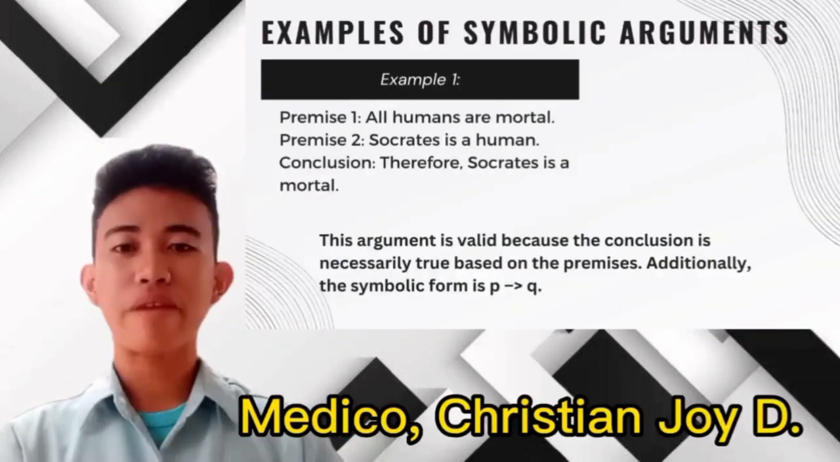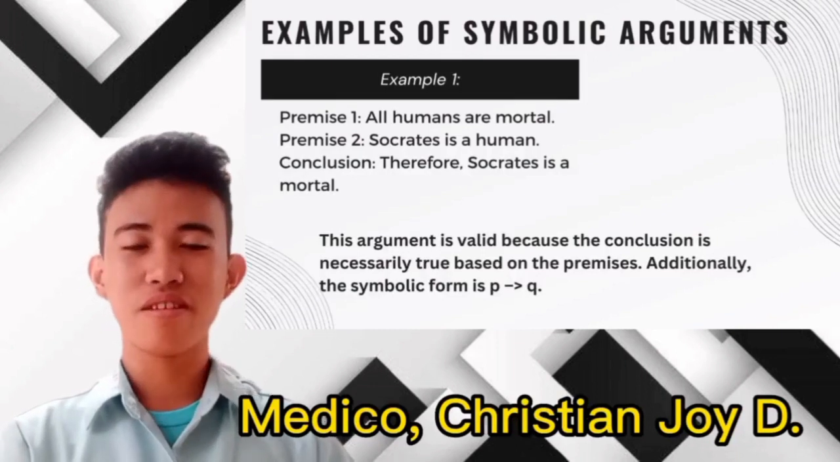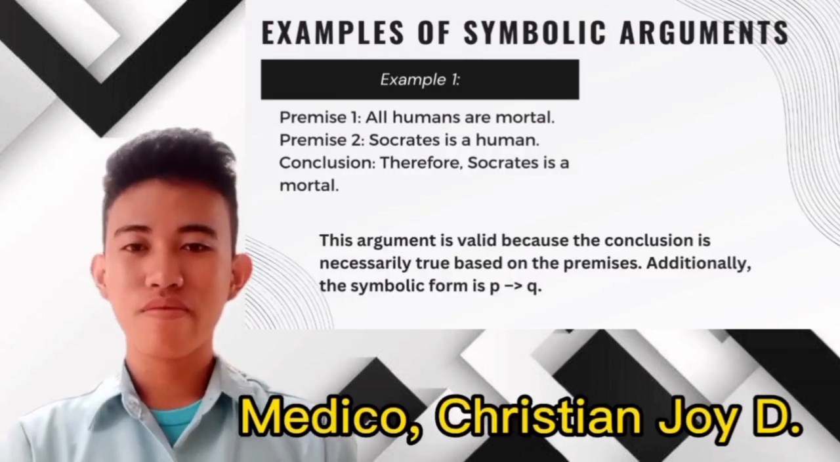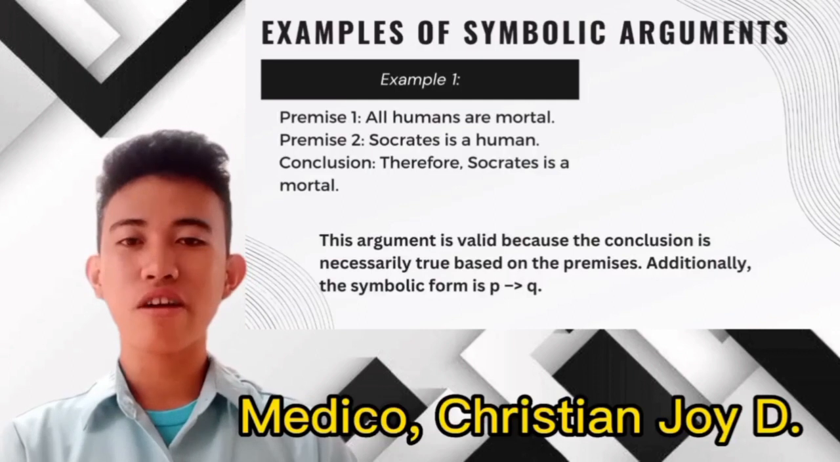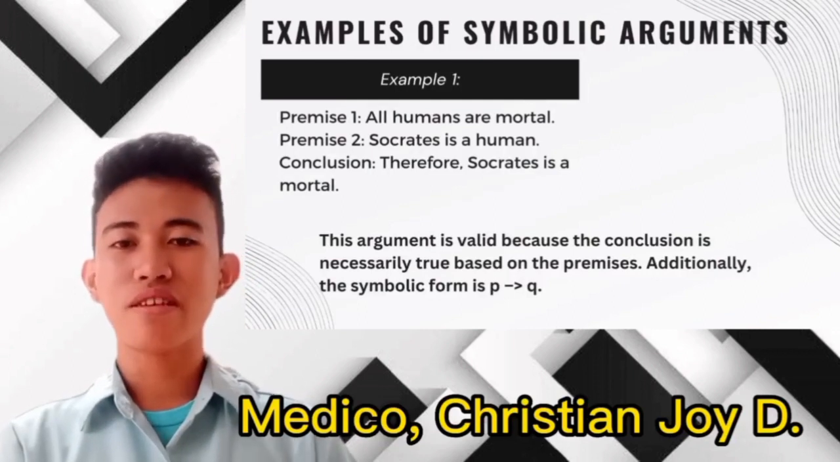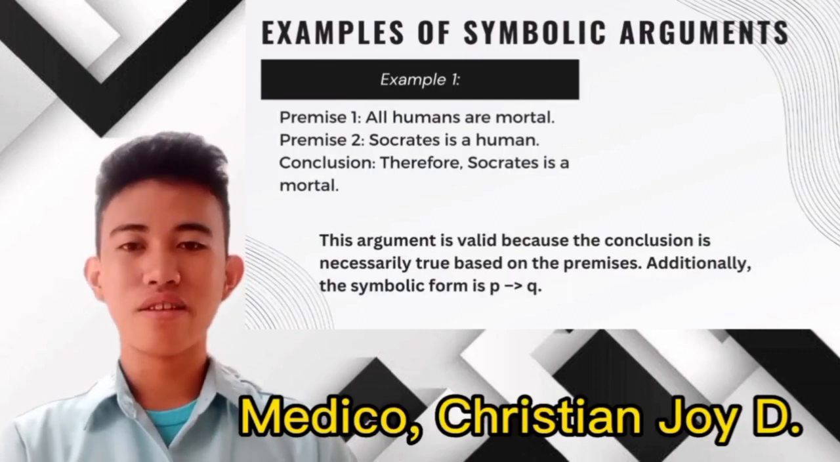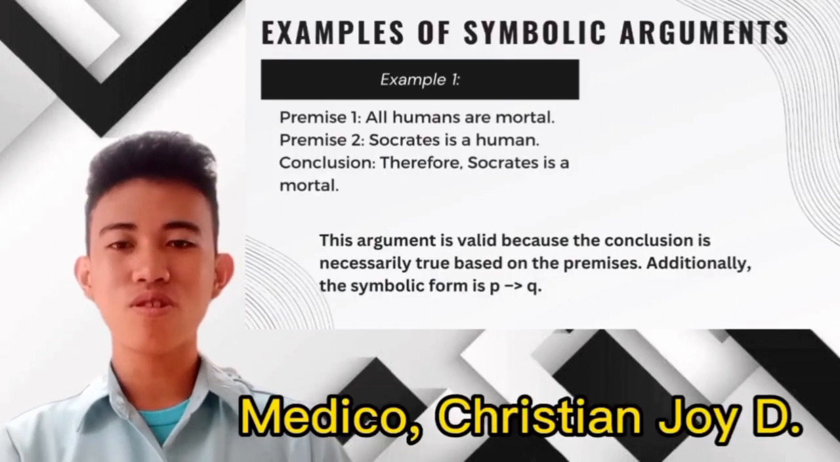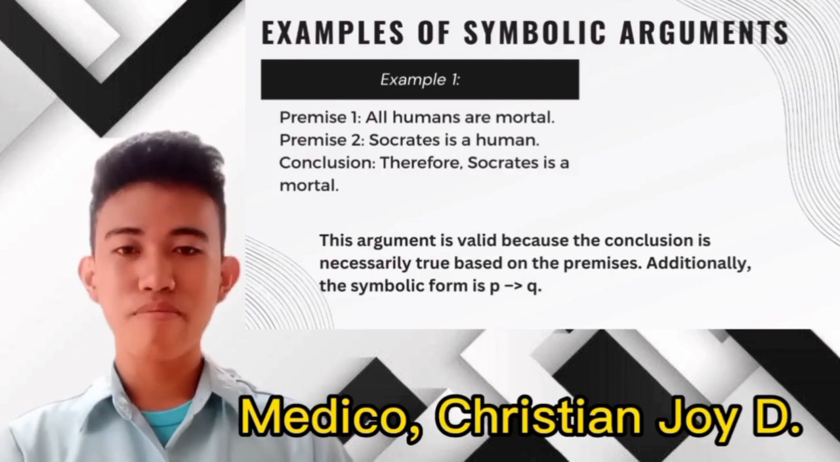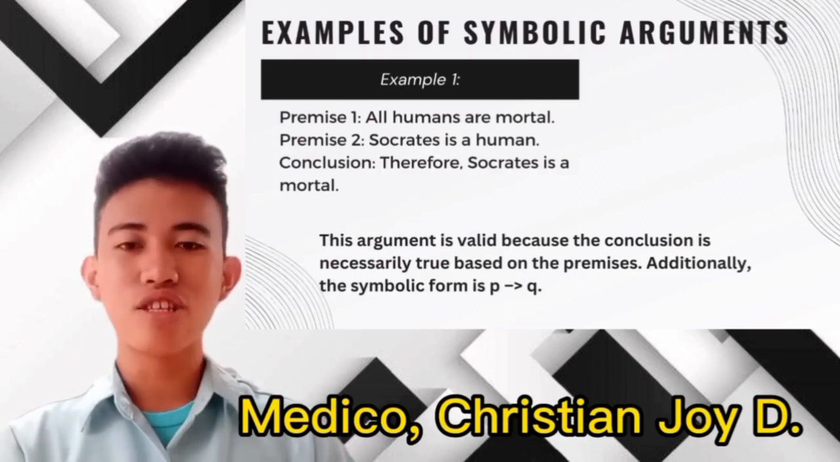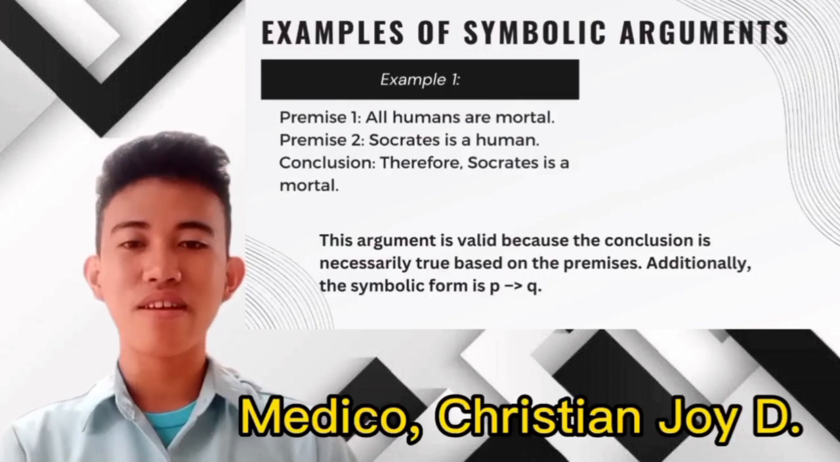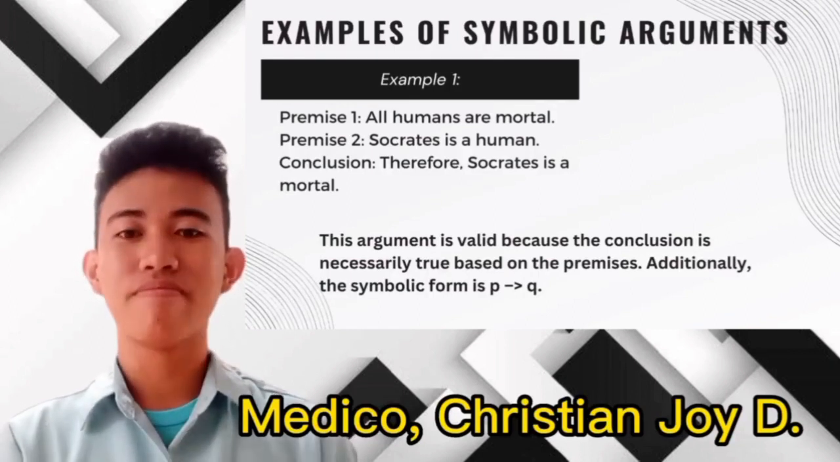So there are some examples of symbolic arguments. First example: premise 1 is all humans are mortal. Second premise is Socrates is a human. So the conclusion is therefore Socrates is mortal. In this argument, it is valid because the conclusion is necessarily true based on the premises. Additionally, the symbolic form is if P then Q.